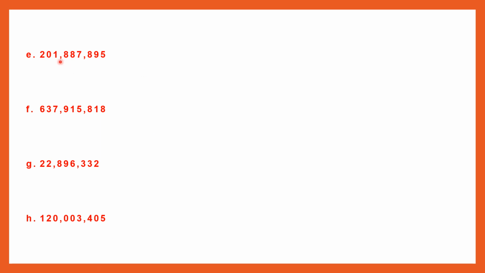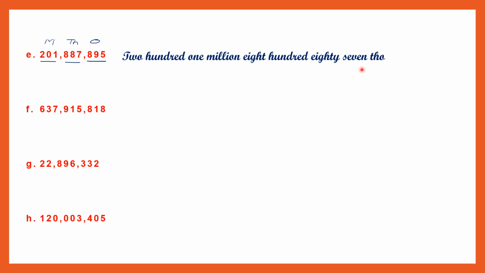Question E. So here again we have the number. Let's write down our place value and the period. So here we have 895, which is in the ones period, 887 in the thousands period, and we have 201 in the millions period. So how do we read this? 201,887,895. So 201,887,895.